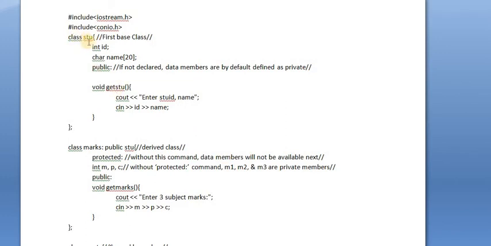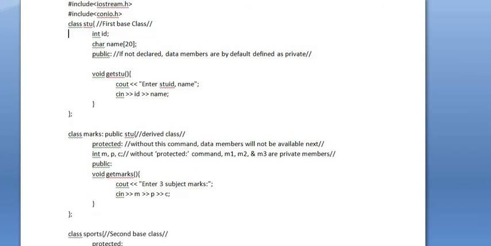Now see here, class student, it is the first base class. Integer ID and character name are the private, by default private, members of the class student. Now public void getStudent: by using this we can take the values for the ID and name, that is, enter student ID and name. By using cin we can get the values for ID and name from the student. This is the first base class, that is, class student.